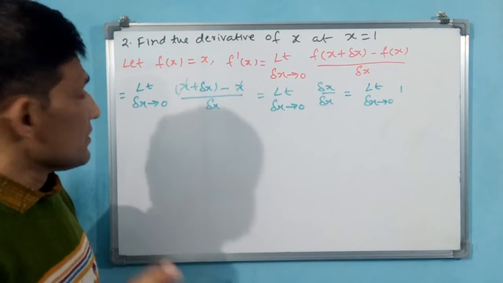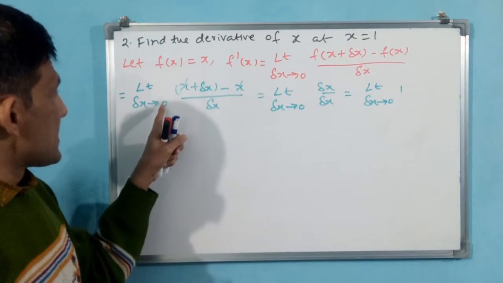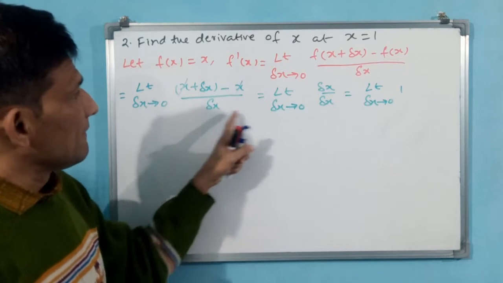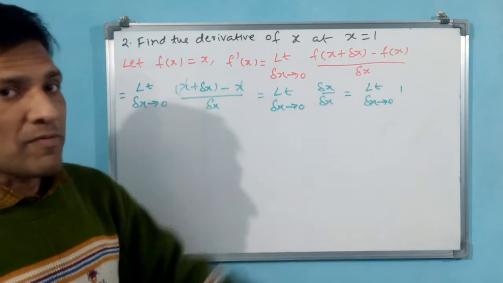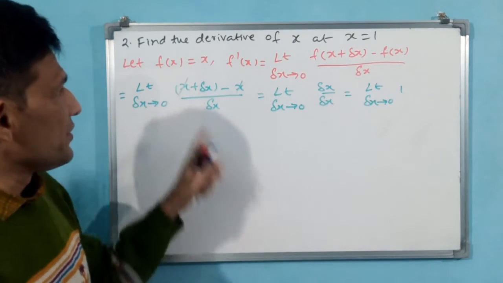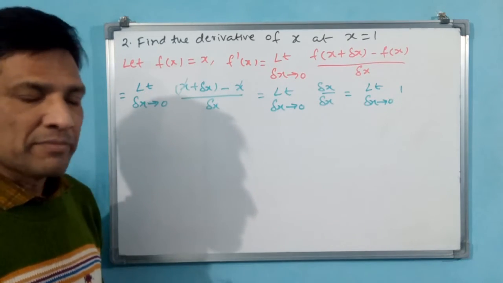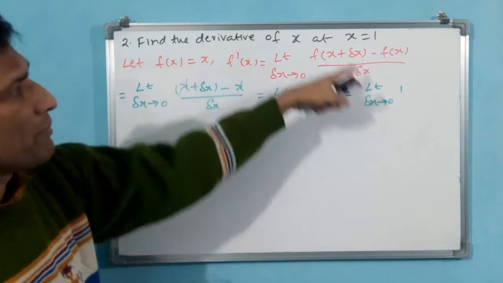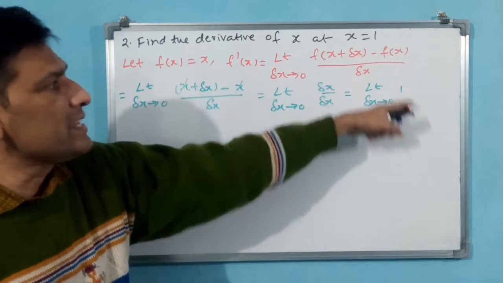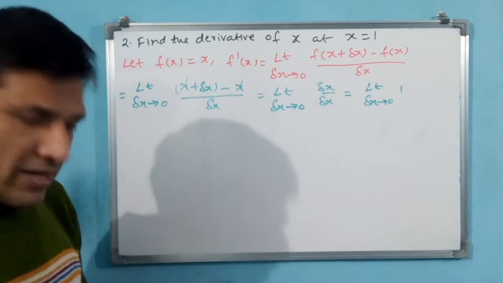Now what happened? Derivative part over. Of course, delta x tends to 0, you have to substitute. But before that, for delta x, you have to apply x. But for applying x, is there any x? Not there.